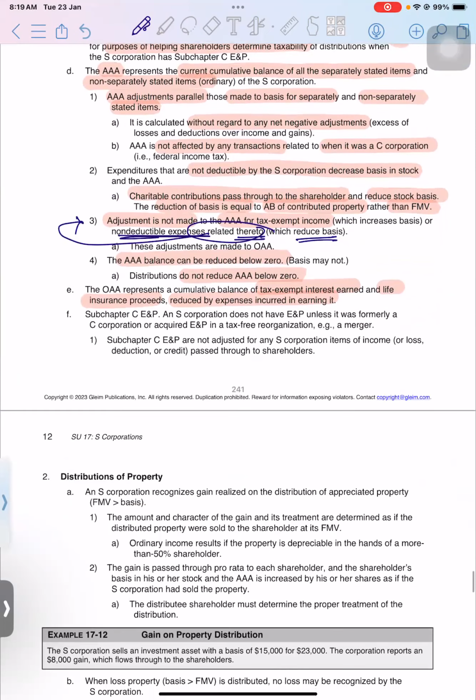Now subchapter C, earnings and profits. An S Corp does not have E&P unless it was formerly a C Corp or acquired E&P in a tax-free reorganization. Reorganization means, let's say, two companies are getting merged, or one company is acquiring another company. One is a C Corp, another is an S Corp. Any accumulated earnings will get transferred to the S Corporation.